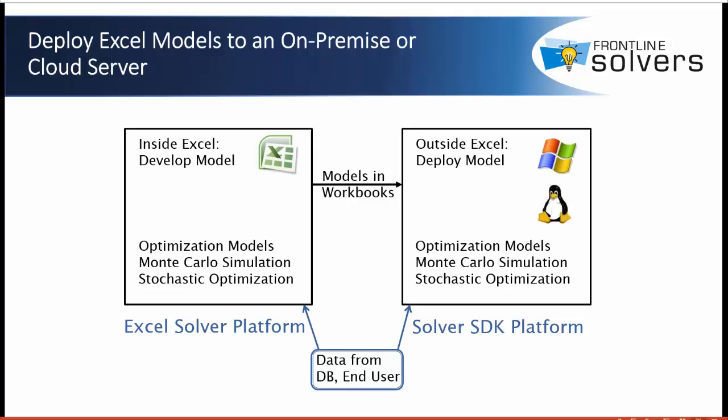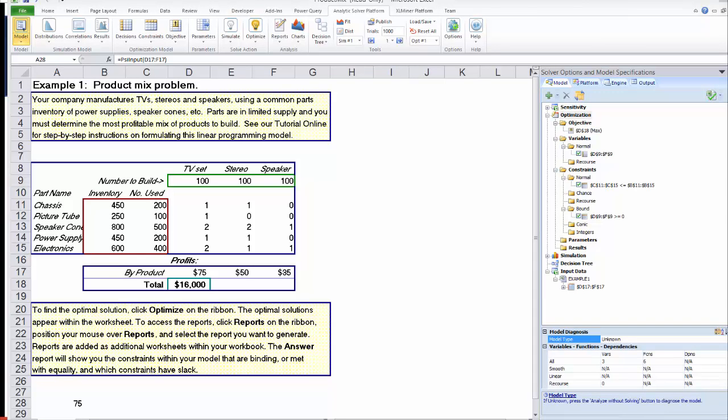Let's look at one example. We are going to load the product mix Excel workbook example, change some of the input parameters, and solve it. In this problem, a company manufactures TVs, stereos, and speakers using a common parts inventory. Parts are in limited supply, and the goal is to determine the most profitable mix of products to build.